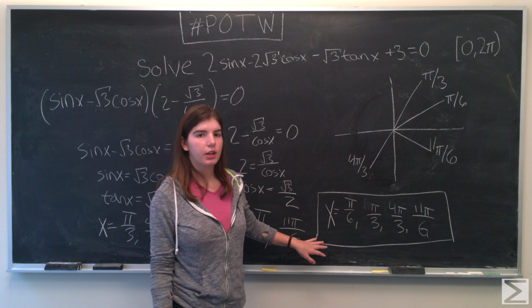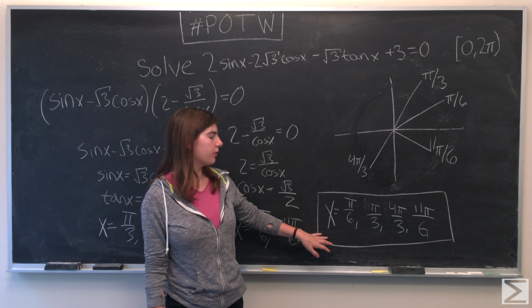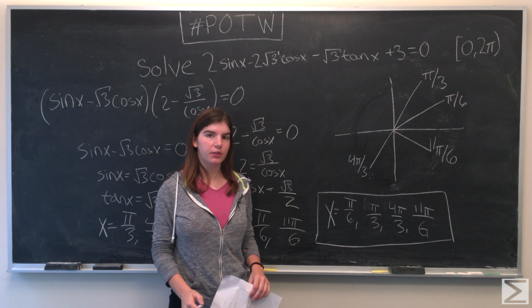And then our final answer is our answers from both of our factors. We have pi over 6, pi over 3, 4 pi over 3, and 11 pi over 6.